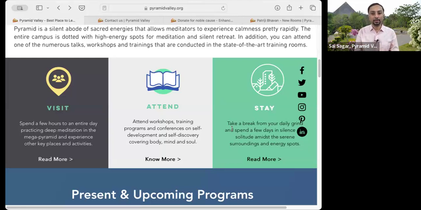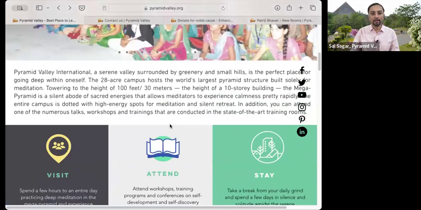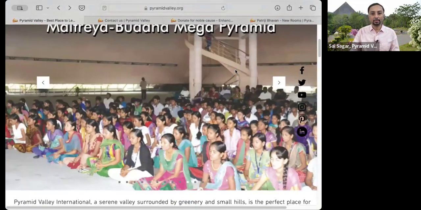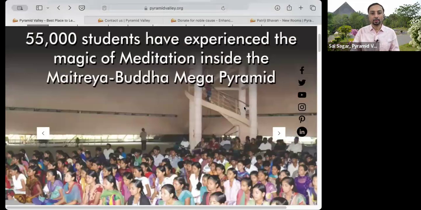So a lot of people come here, stay, do meditation for longer time in the mega pyramid that you see in my background. So this is the inside of the mega pyramid. So there is a king's chamber. People can meditate on top of the king's chamber, where they get heightened energies. Again, the pyramid, I don't think we covered that. So pyramid has a special significance.